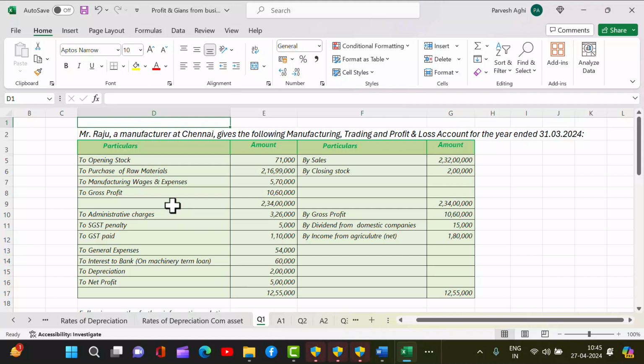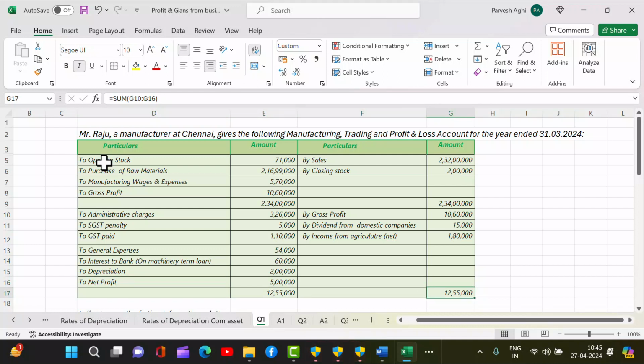Read this, Kishore. Mr. Raju, a manufacturer at Chennai, gives the following manufacturing, trading, and profit and loss account for the year ended 31st March 24. Just hold on. So now this is his profit and loss account. Now tell me, Dia, what is the profit which the company has earned?